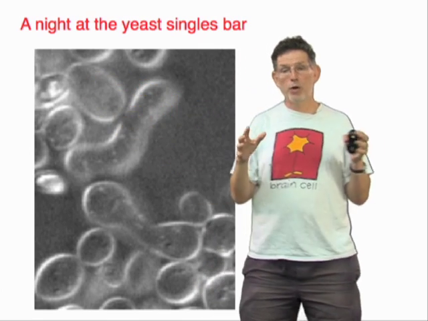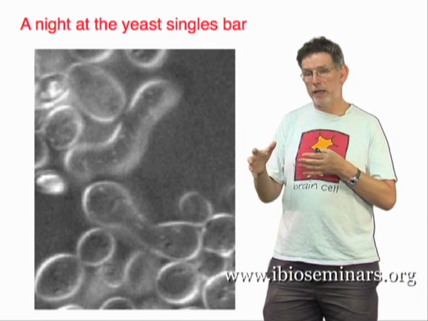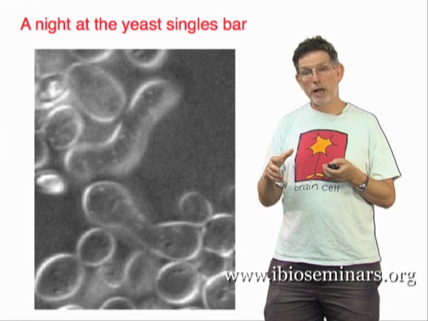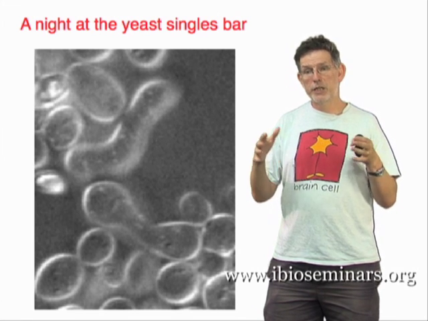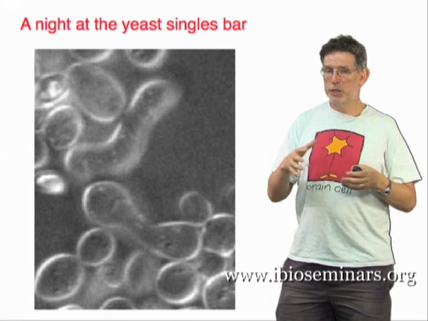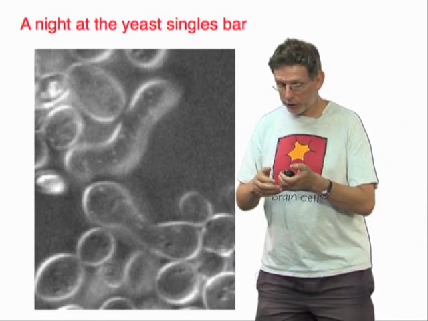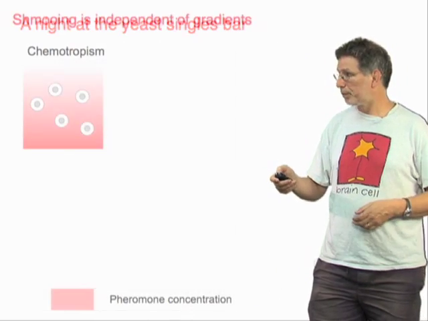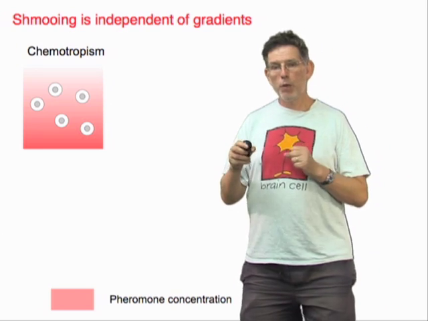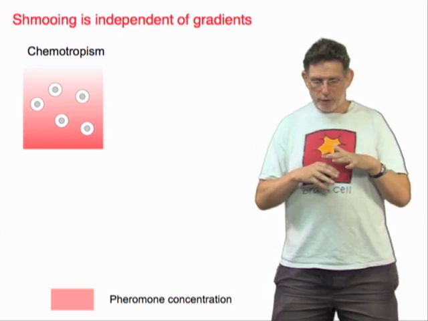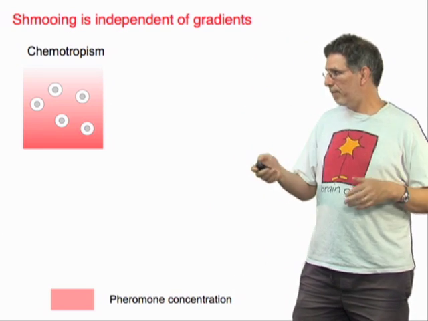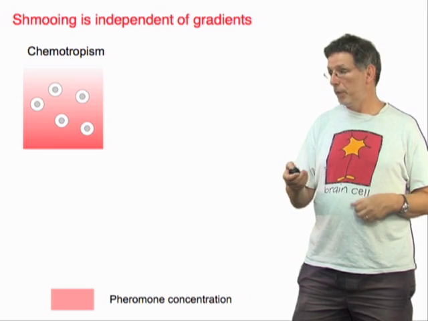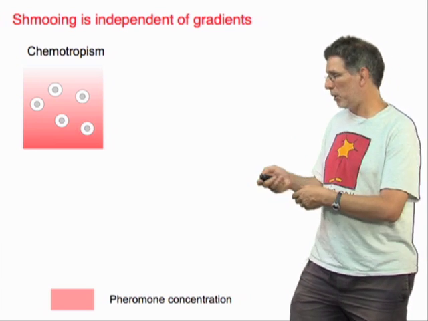Okay? This whole process has been speeded up. In reality, that whole movie takes about 2 hours. So we're seeing something enormously speeded up for the screen. But we can watch it if we take slow enough pictures with a microscope. Okay? So what I want to talk about now is the first part of mating, which is this business of shmooing and finding a source of pheromones.